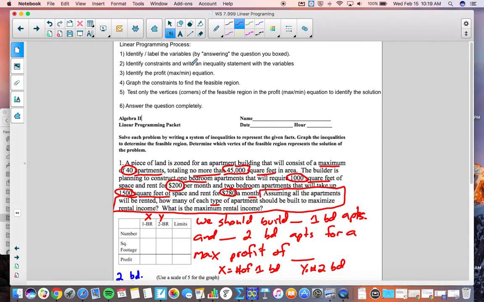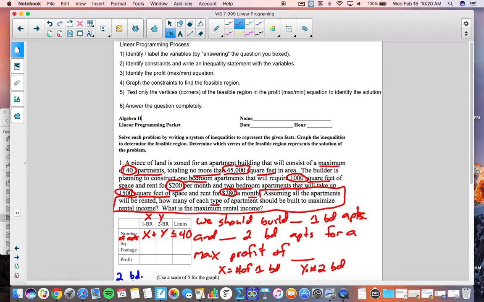From here, identify constraints and write an inequality statement with the variables. There are things that are holding us back from just building a 700-unit apartment building. Like, we're zoned for only 40 apartments. That's one of our constraints, the number of apartments. We could do 40 one-bedrooms, or some combination of numbers that add up to 40 with the 1- and 2-bedroom units. So one limitation is that the number of 1-bedrooms plus the number of 2-bedrooms has to be less than or equal to 40.